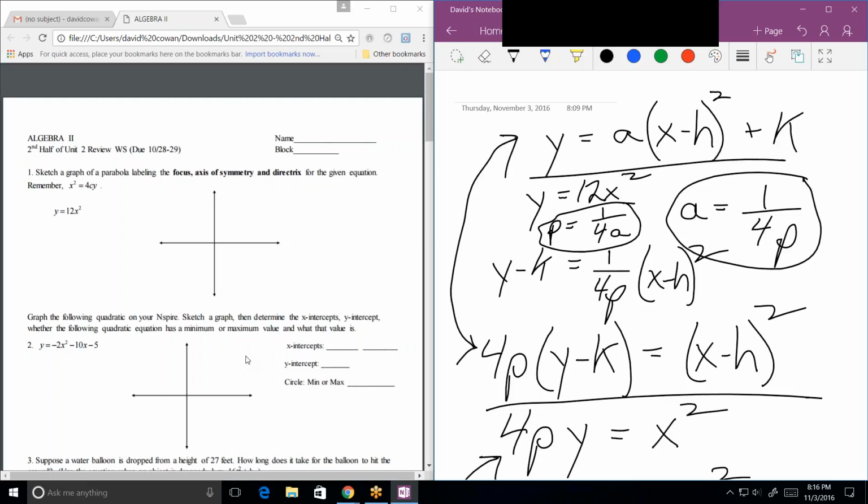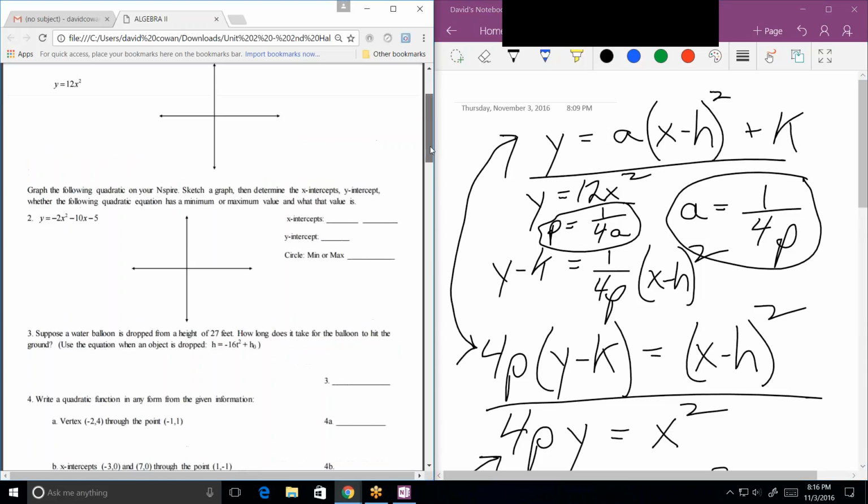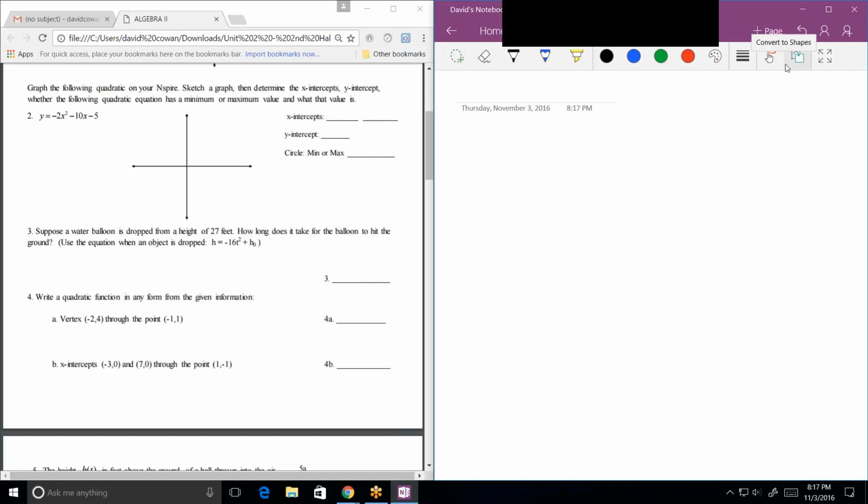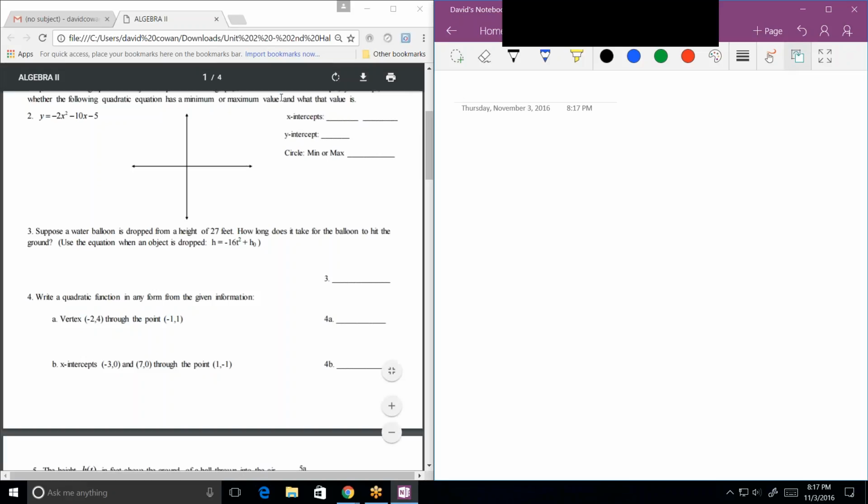Okay, graph on your Inspire, sketch a graph, then determine the x-intercepts, y-intercepts, minimum, maximum, and what the value of all these are. Well, we don't really need to sketch it other than to verify it. Do you know how to sketch these on your Inspire, don't you? Yes. Okay. So let's talk about x and y-intercepts. The very first thing it wants are the x and y-intercepts.